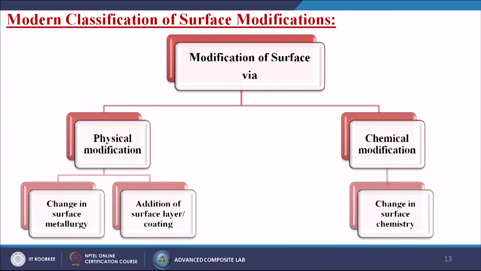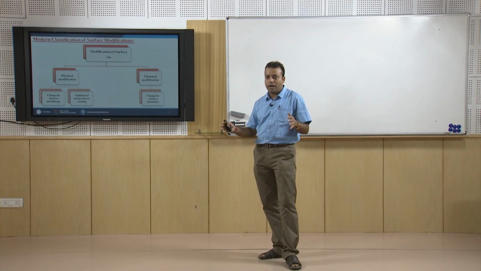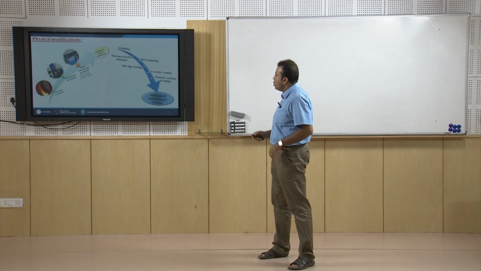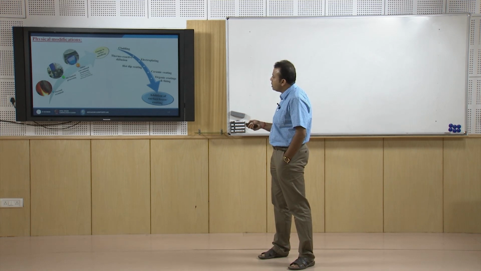Next we will discuss the classification of techniques which we generally adapt for surface modifications. It is divided into two parts. One is called physical modifications, another is called chemical modifications. Physical modifications are also divided into two parts: change in surface metallurgy, and addition of surface layer and coating. Chemical modifications are change in surface chemistry. So this is the whole idea about surface modifications. In our coming slides we are going to see what the physical modifications and chemical modifications are that we generally do.